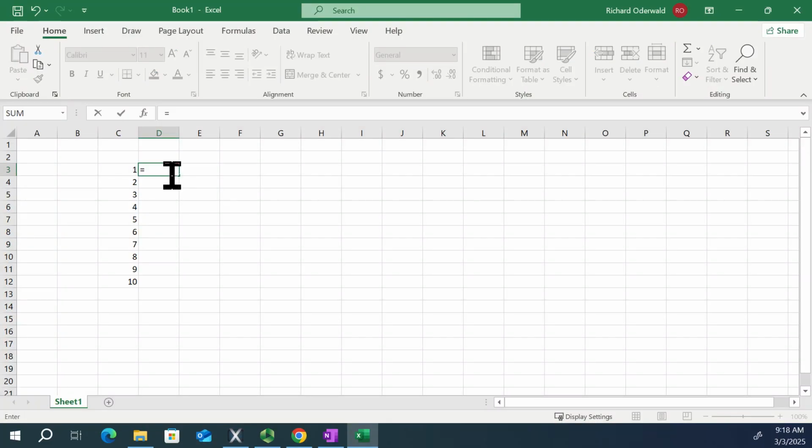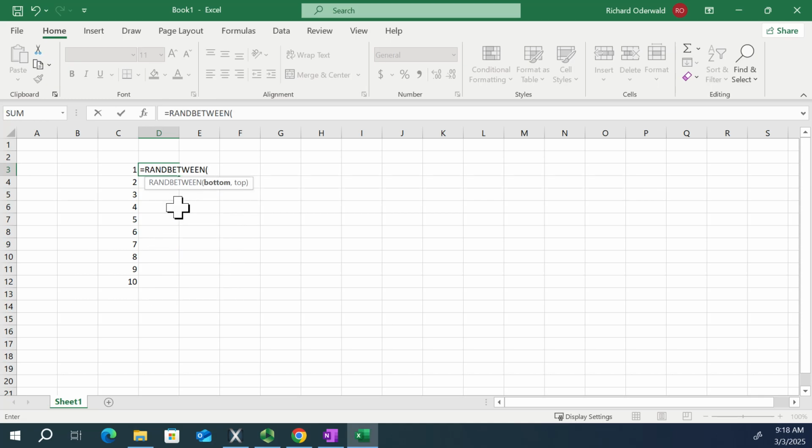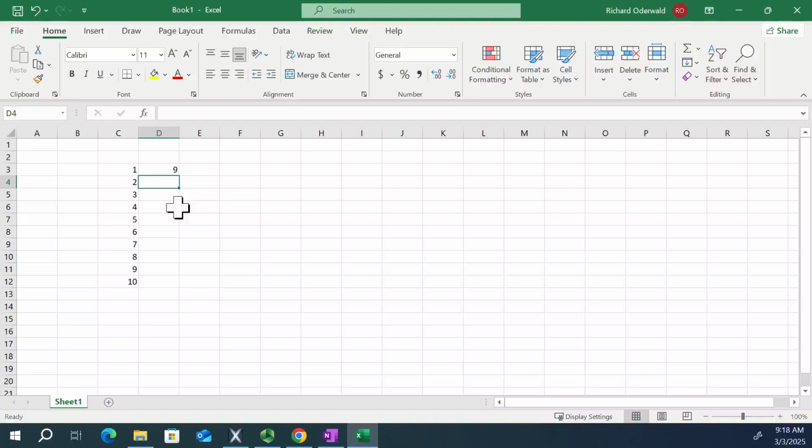And to do that, we need equals RAND, R-A-N-D, RANDBETWEEN, and between 1, comma, 9. So there's a sample from a uniform distribution, 1 to 9. Copy that formula down to the 10th spot. We got 9, 4, 8, 3, 3, whatever you've got.